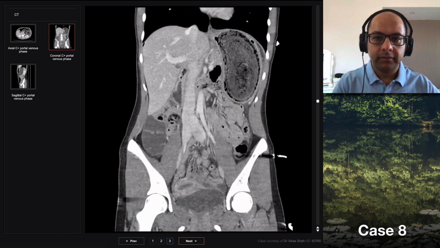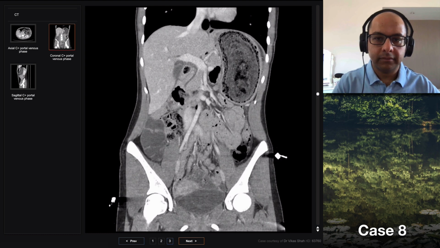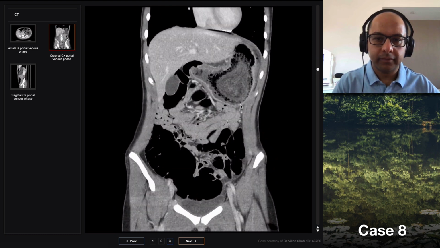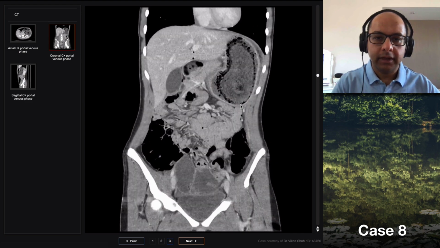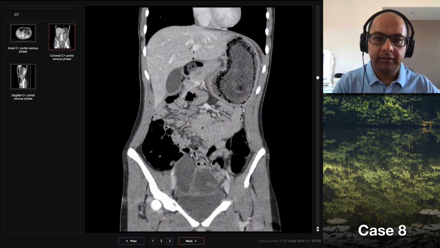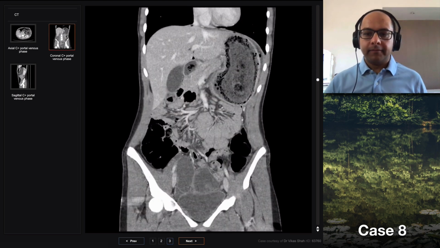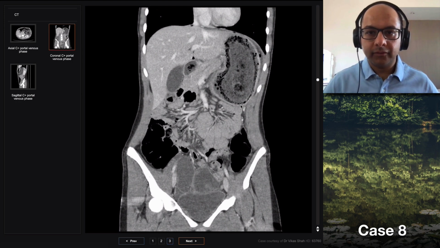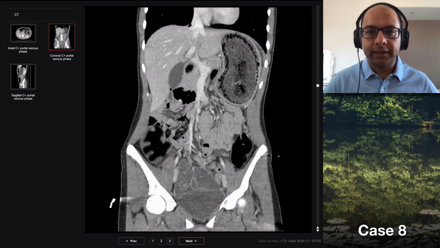A common area would be the duodenum. Yeah, that is a common site. What do you think about the stomach here? It's distended with a lot of matter and gas within the wall. So it's a very abnormal stomach.